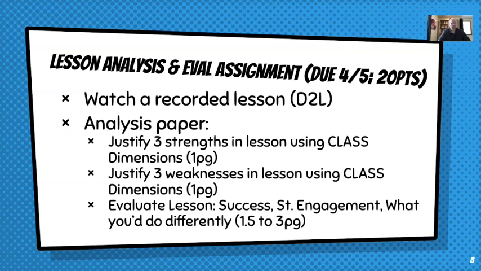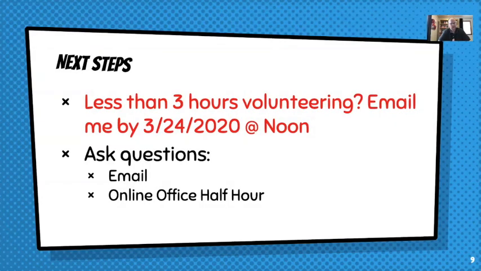Okay, now next steps for the internship. Again, if you have less than 3 hours of volunteering, you need to email me by the 24th of this month at noon. That way I can begin coming up with an alternative for you. That way we can give you enough time to make sure you get it done by the end of the semester. I'm not sure what that looks like, so we'll have to just see who needs that as an option, and then I'll put something together for you. And then really the only other thing is you gotta ask a lot of questions when they come up. You can email me, attend the online office half hour.